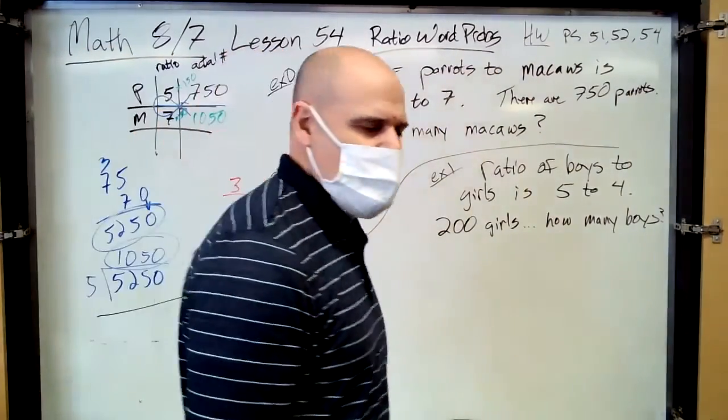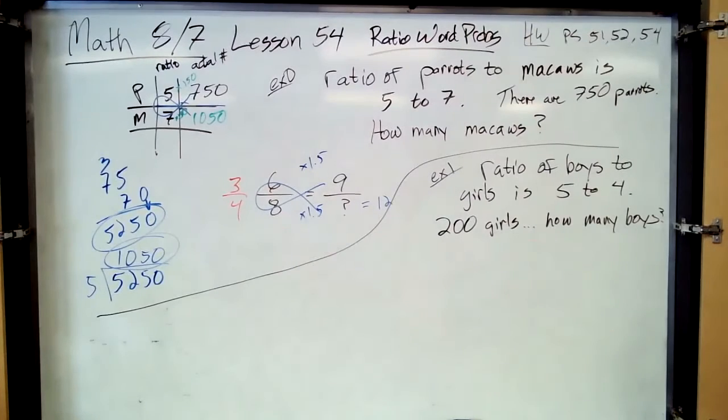Okay, Grady, what'd you get? 160 boys. Okay. Doesn't look like that would be right because the ratio of boys to girls is 5 to 4, not 4 to 5. See what we did there? There's going to be more boys than girls. Boys to girls. What'd you get, Hunter? 250. Okay, anyone else get anything that's different?